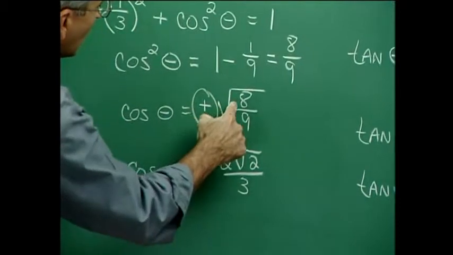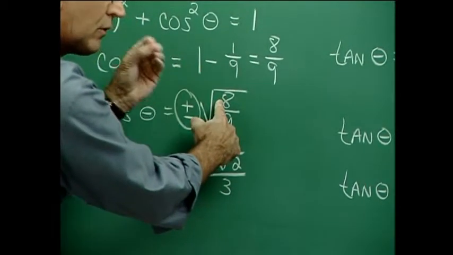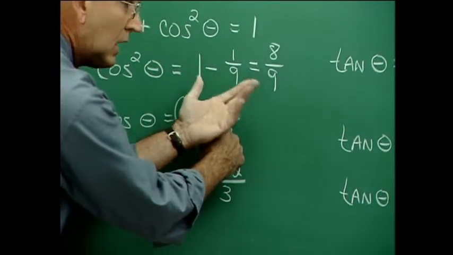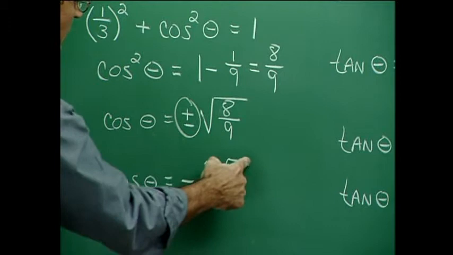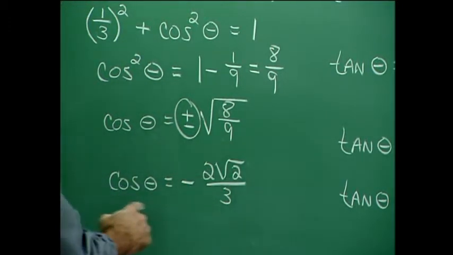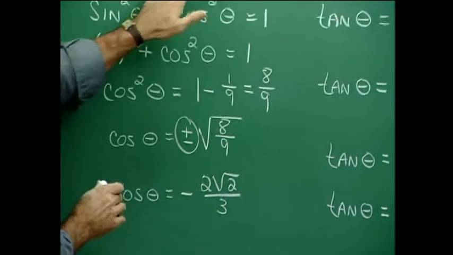And then the square root of 8. Well, 8 has a square in it. 8 is 4 times 2. The square root of 4 is 2. 2 appears outside of the radical. The other 2 appears under the radical sign. So this is 2 root 2 in the numerator, and the square root of 9 is 3 for the denominator. So here's cosine theta. Now the analysis for tangent theta is easier.